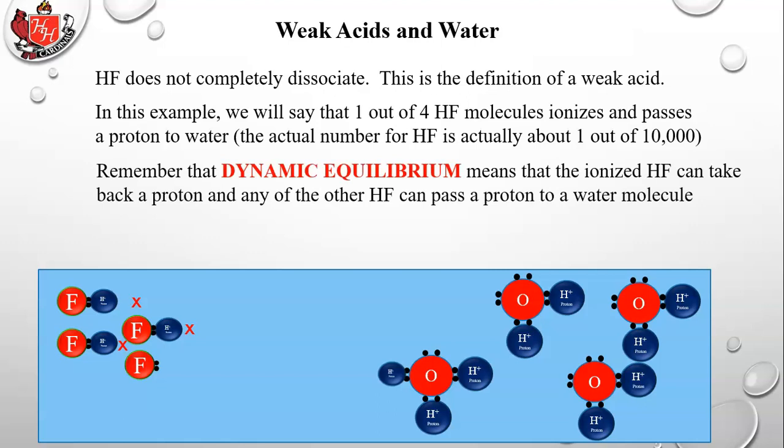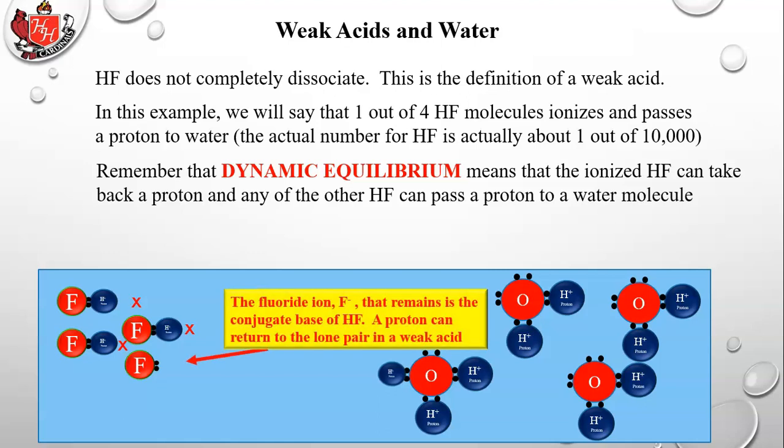Remember that dynamic equilibrium means that the ionized hydrofluoric acid can take back a proton, and that any other hydrofluoric acid can then pass a proton to a water molecule. So that proton that just got passed can go back, and then the proton from a different hydrofluoric acid can go to the same or a different water molecule. And that's a dynamic equilibrium. But at any one time, 1 out of 4 is ionized, has given up its proton.